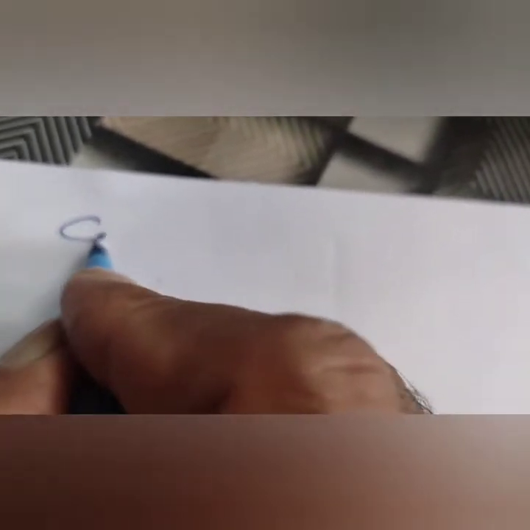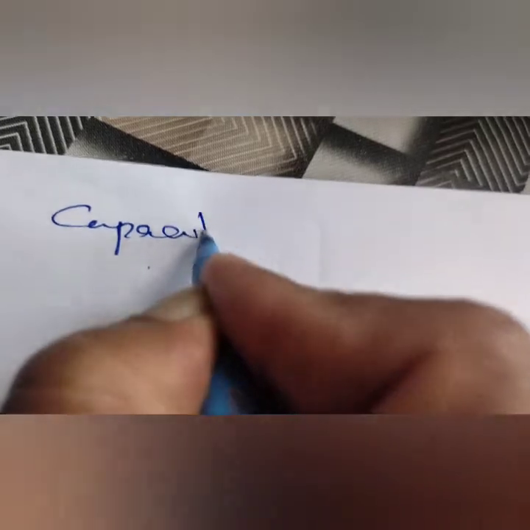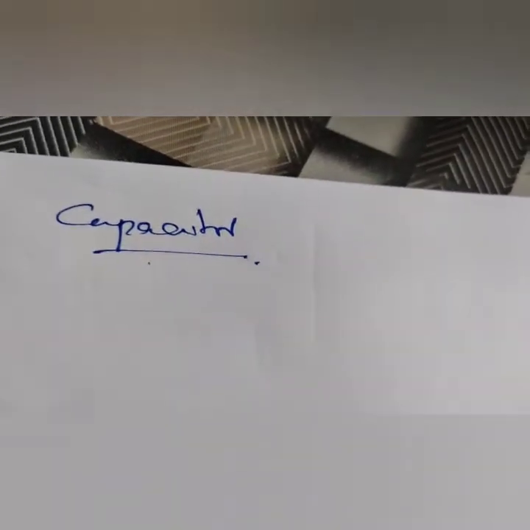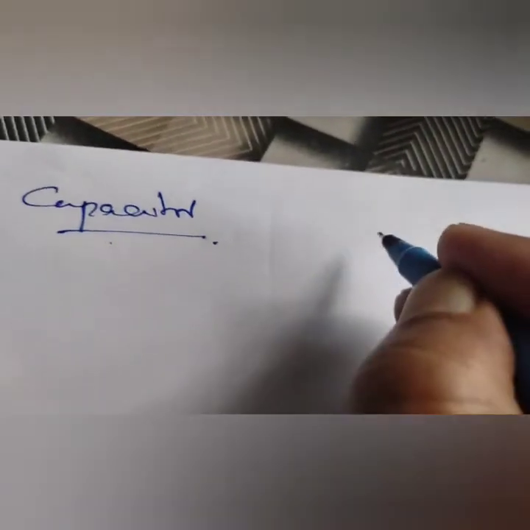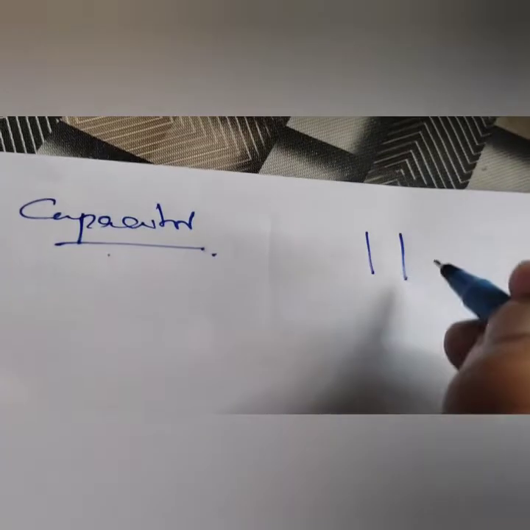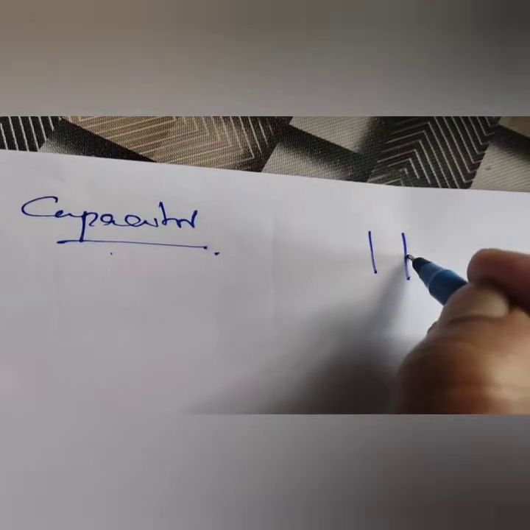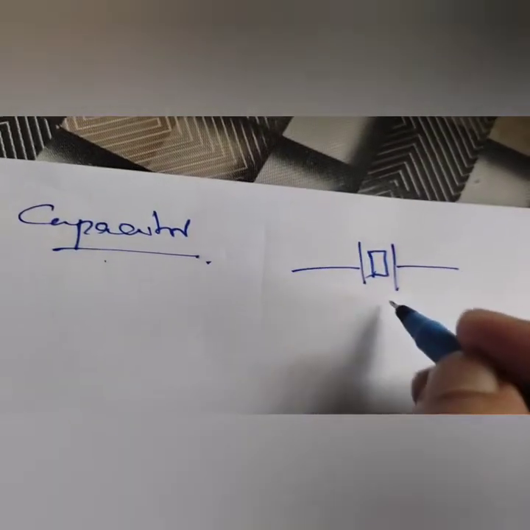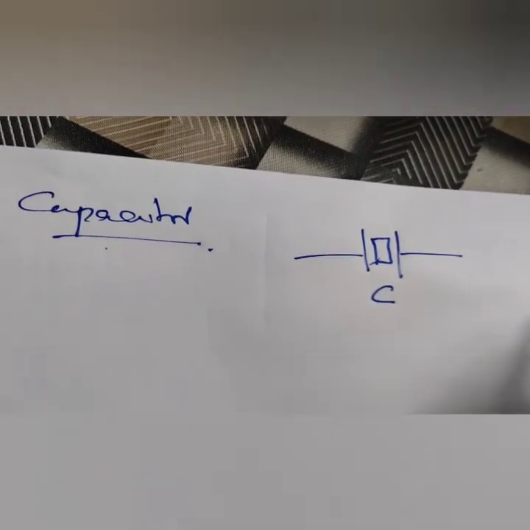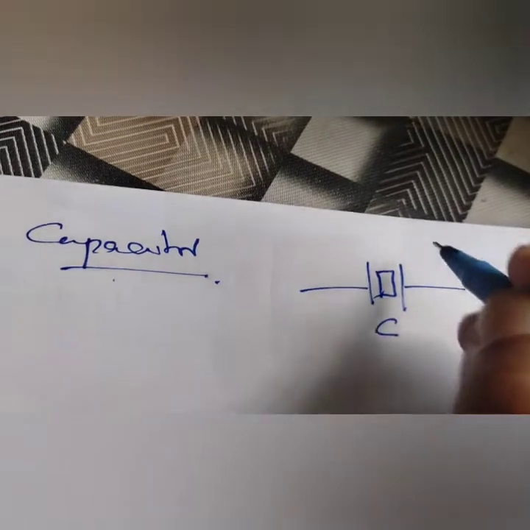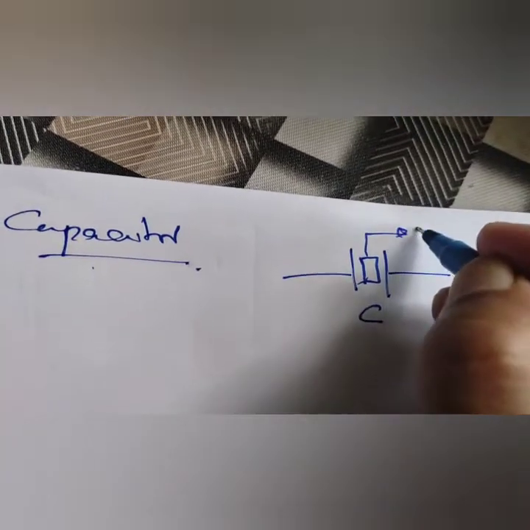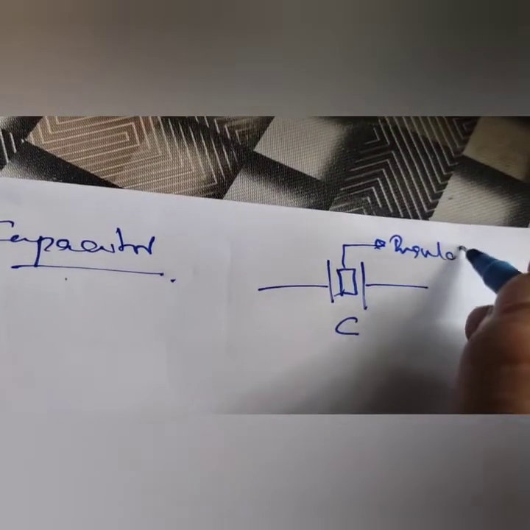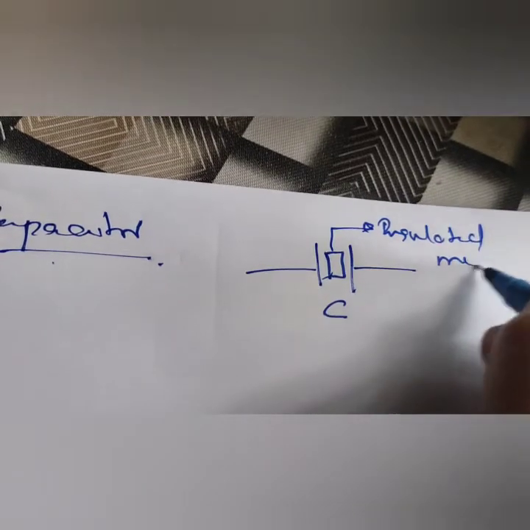Today we'll discuss the capacitor. What is a capacitor? A capacitor has two metal plates with an insulating medium between them. This is represented by C. This is the insulating medium.